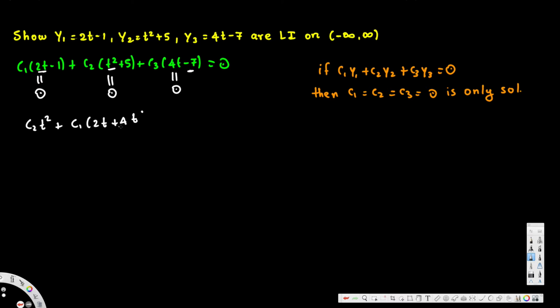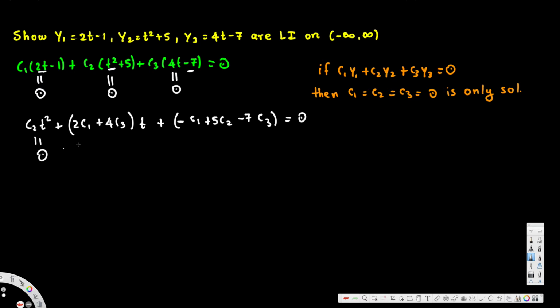Okay, here it's better to take t common because we have c3 right here. So I take t common. So for t we have 2c1. I write this one first, and here we have 4t c3, so I write 4c3, and then we can take the t common right here. Then we have constants. For the constant, first we have negative c1, and then we have plus 5c2 minus 7c3 is equal to 0.